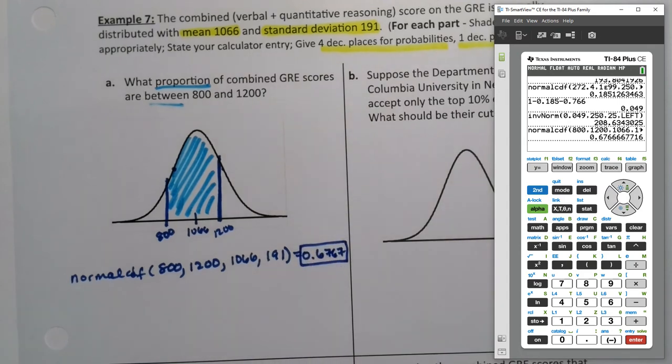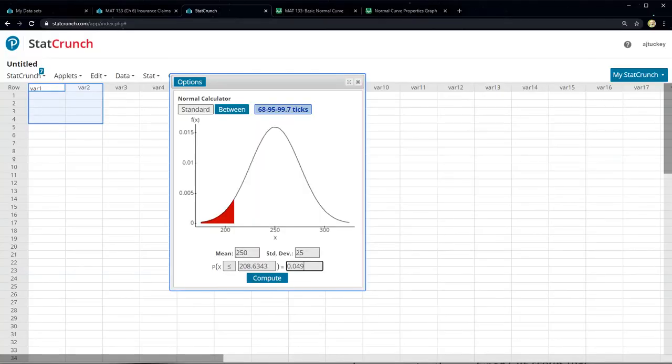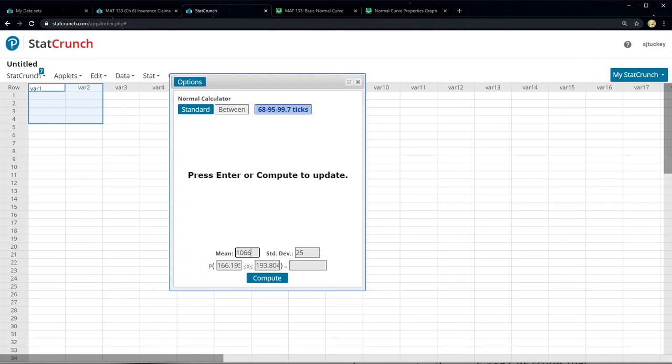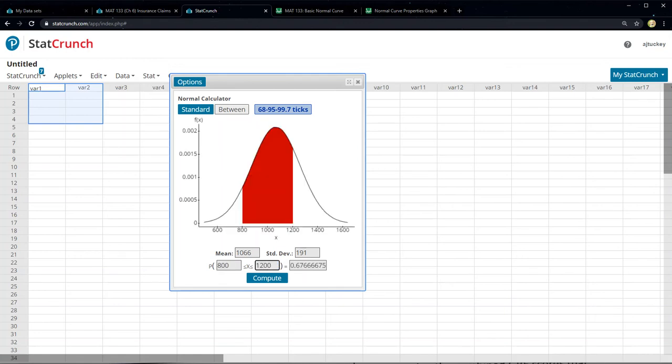All right, in StatCrunch, I would say between, because this is a between one, I would say 1066, 191. This number was 800. This was 1200. I was given X values. So I'll put them in there in that parentheses. And there it tells me the answer, 0.6767. And notice that graph matches the graph we have. Very nice.